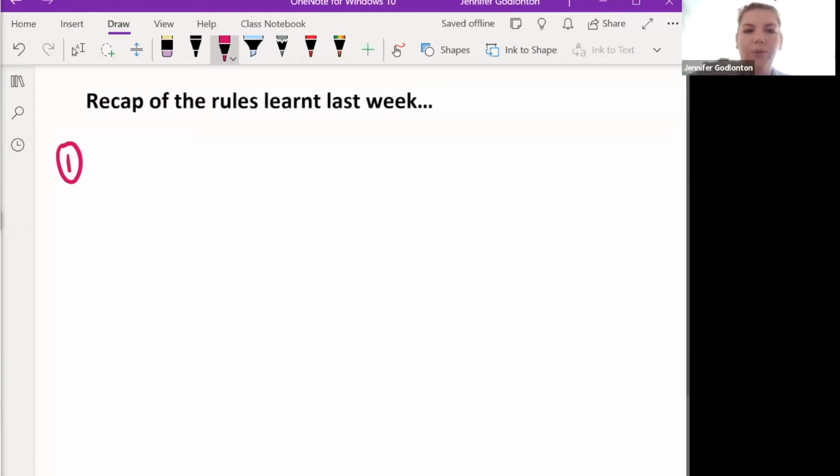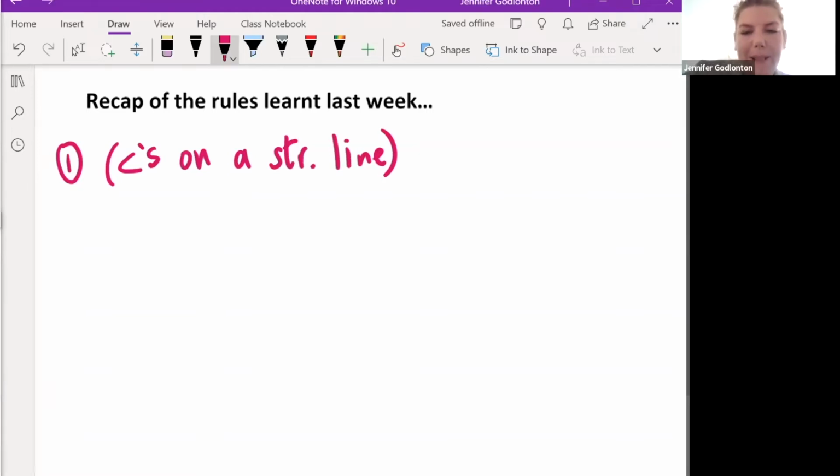Kira, can you tell me one rule? We learned straight lines. Okay, so how would I write that rule? Oh, angles on a straight line. Beautiful, angles on a straight line. Okay, and when would we use a rule like that? Oh, sorry, you've muted again. There we go. When would we use angles on a straight line?